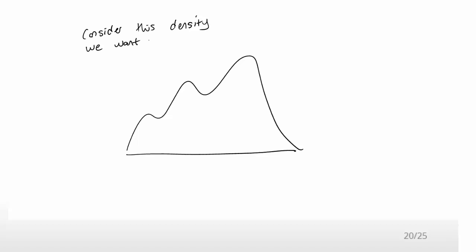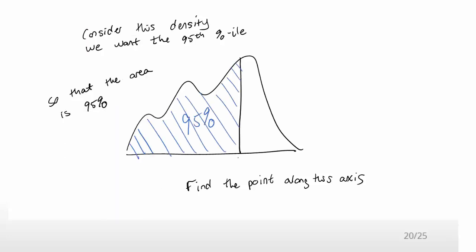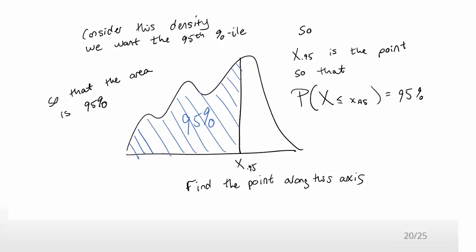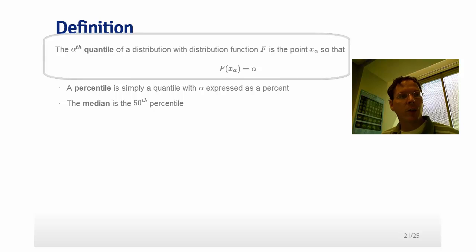So remember, in the sample quantile, if you wanted to find the 95th percentile or the 0.95th quantile, what you would do is line the observations up from least to greatest, and you would find the exam score or the point such that 95% of the observations lie below it. The alpha-th quantile of a distribution with distribution function F is the point x sub alpha such that F of x sub alpha equals alpha.